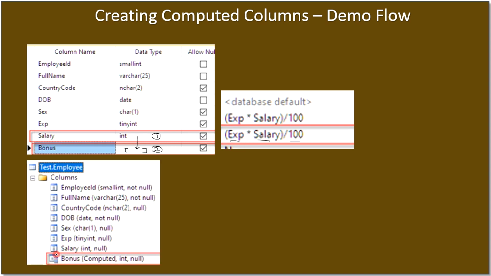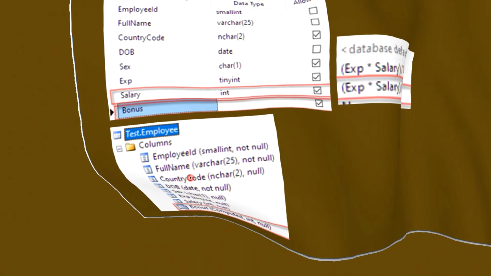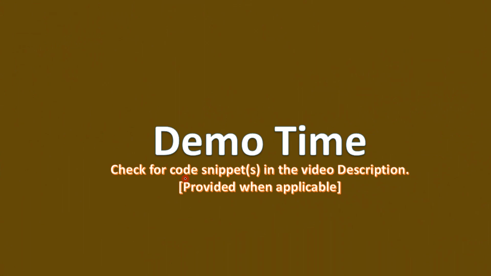So in the SQL Server view, the column will be shown here as computed column. And if you see, the data type is derived from the calculation. So experience is tiny int, but when it is multiplied with the salary, the data type will go to bigger bytes. So that's why the data type decided here is integer. So it is decided by the calculation here. Alright, now we will go to the demo and create the computed column.